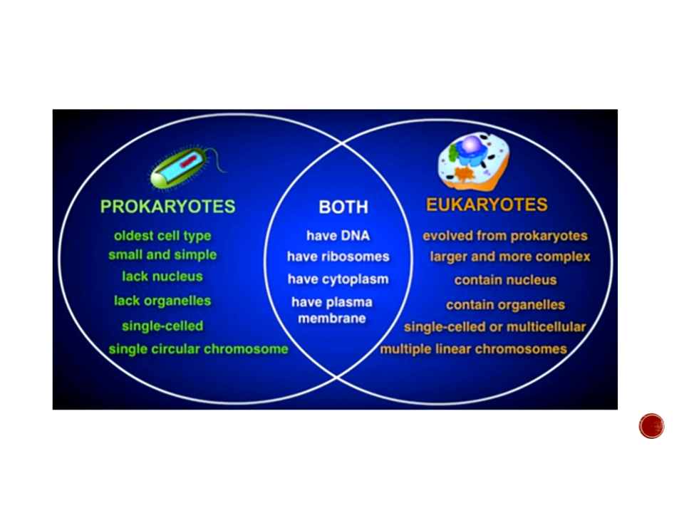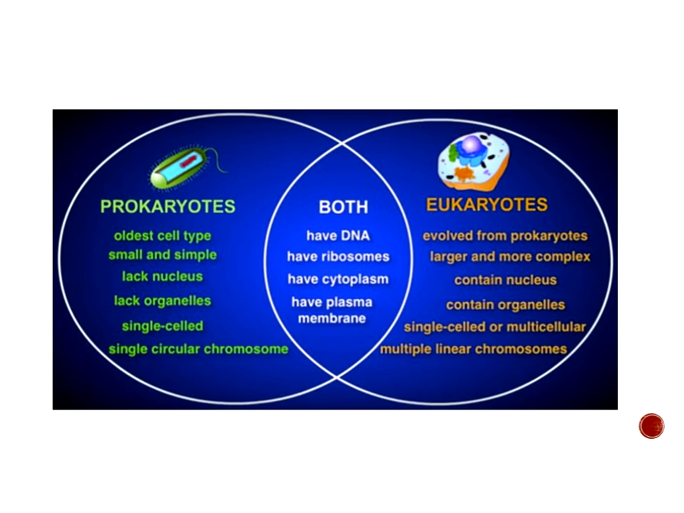The differences are prokaryotes are our oldest type of cell. They're very simple, small. They do not have a nucleus or any other organelles that have membranes. They are single-celled, and the DNA is going to be found in one circular chromosome.